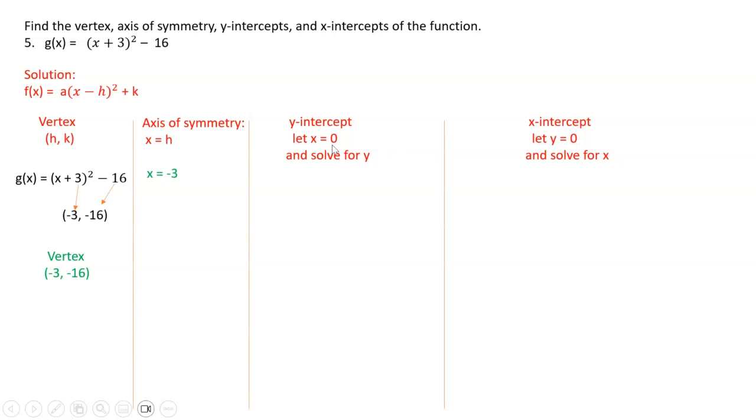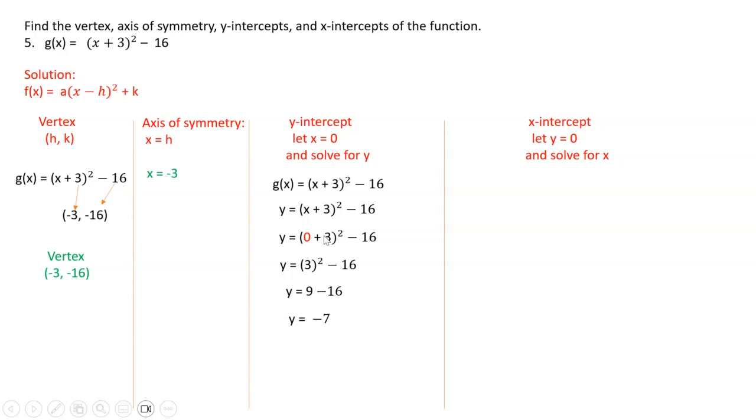Now to find the y-intercept, we're going to let x equal 0. g of x is the same thing as y. So I'm going to plug in 0 for x. This gives us 9. 9 minus 16 will give us negative 7. But this one you can do in your head, without doing all these steps.